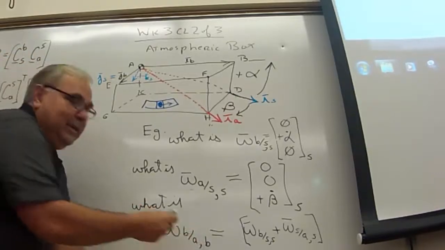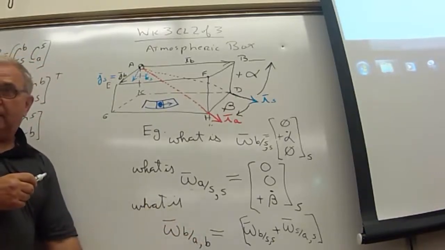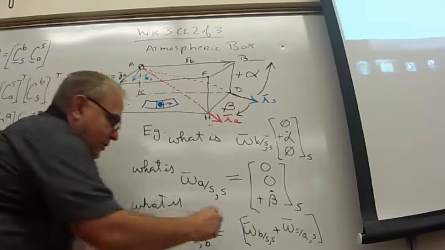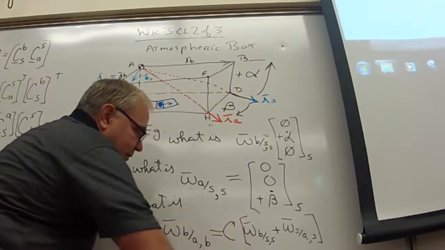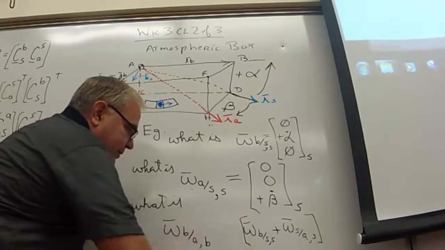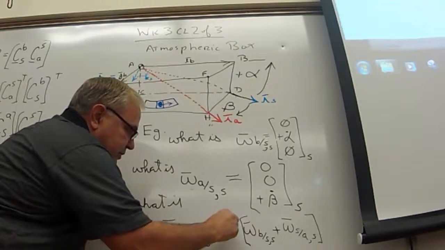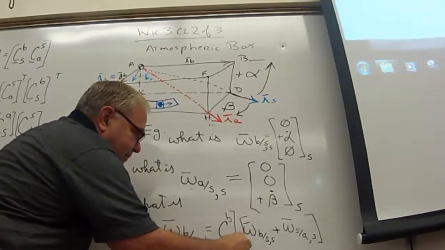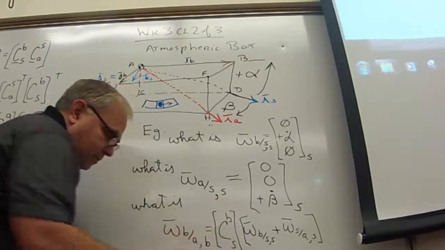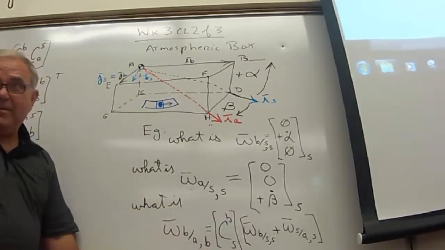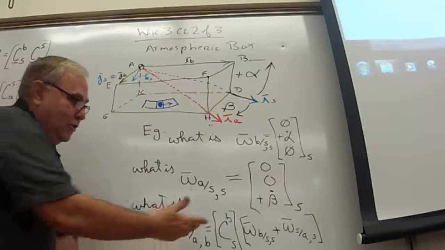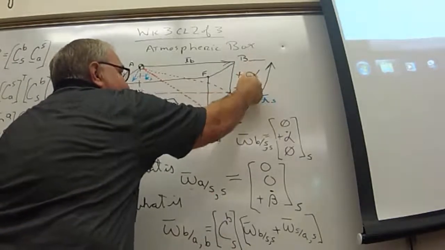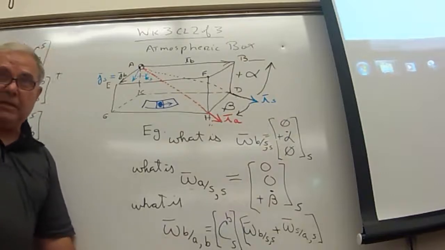How do I get it into the B system? Direction cosine matrix. That's what direction cosine matrices are for. So I'm going to go C into the B system from the S system. I know. But do you see how it works? Yeah. And how do you know this system? Well, the stability axis to the body system is through alpha. We did that yesterday with the atmospheric rectangle.